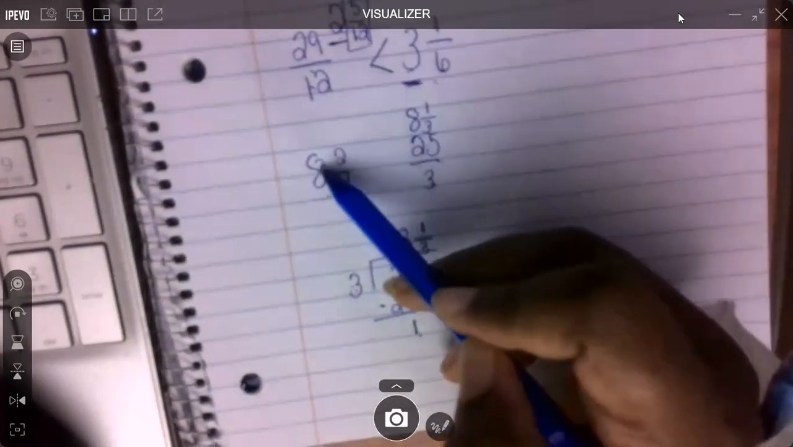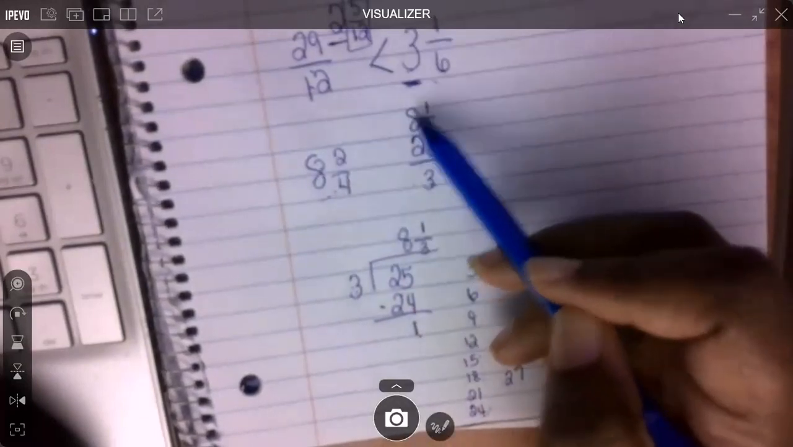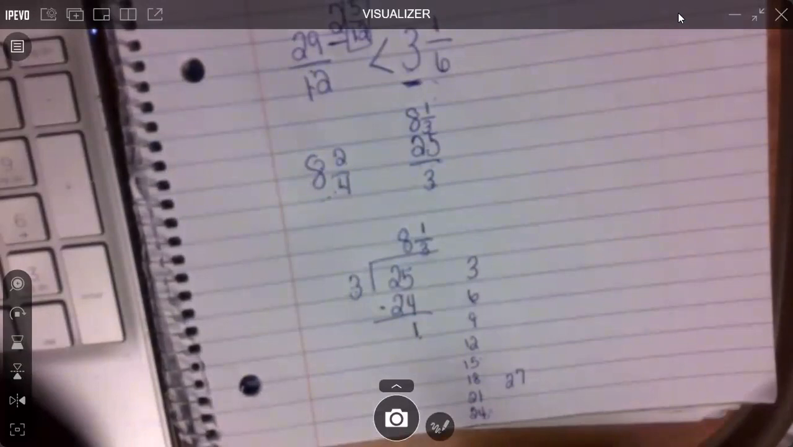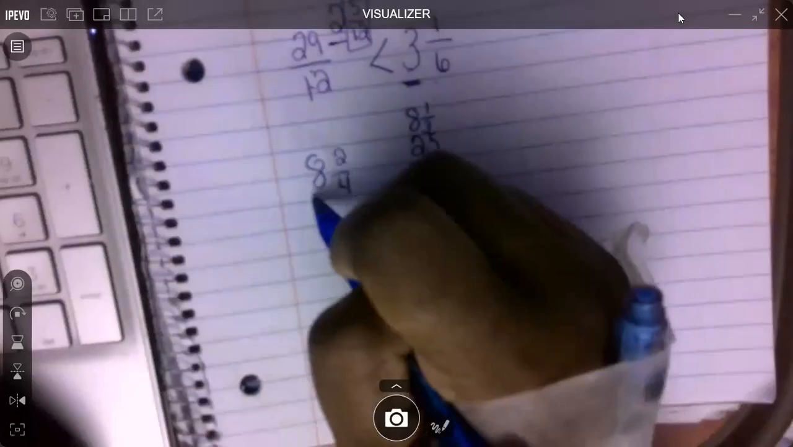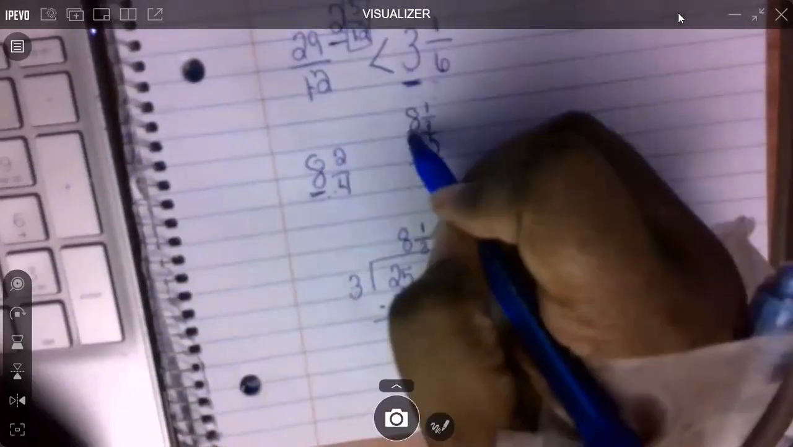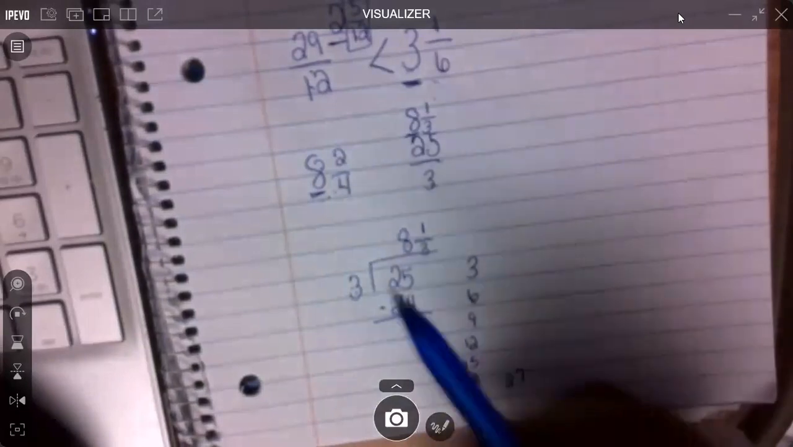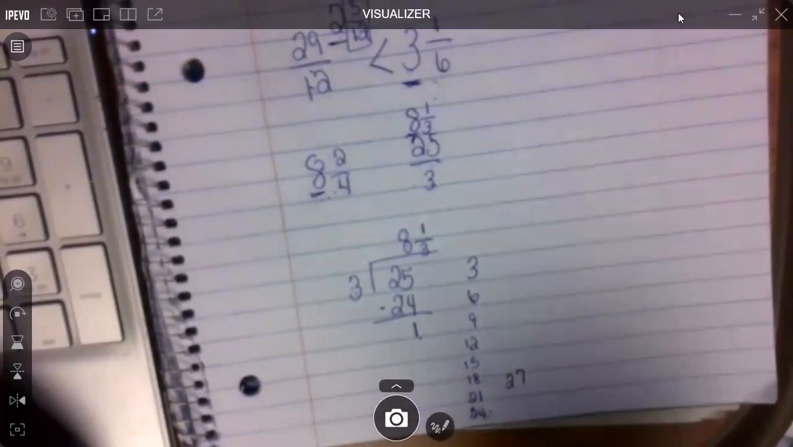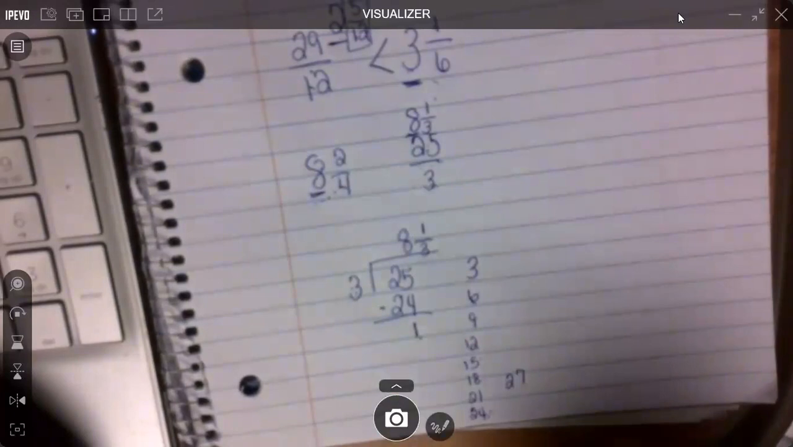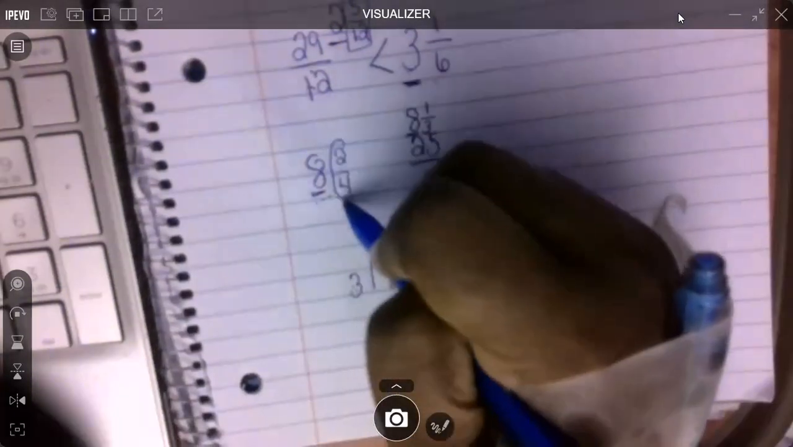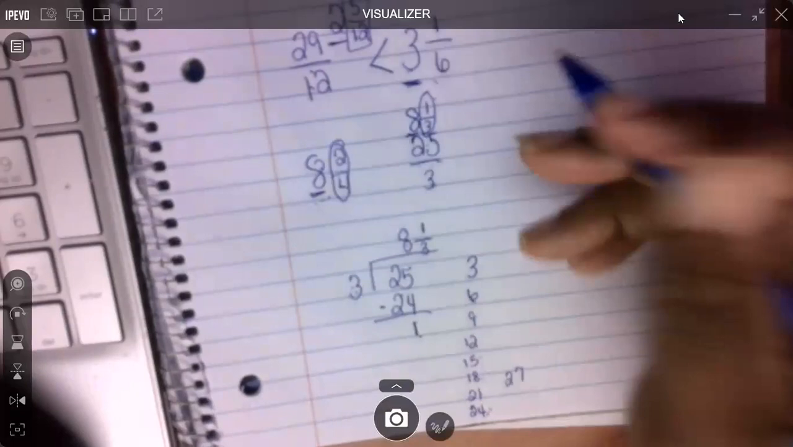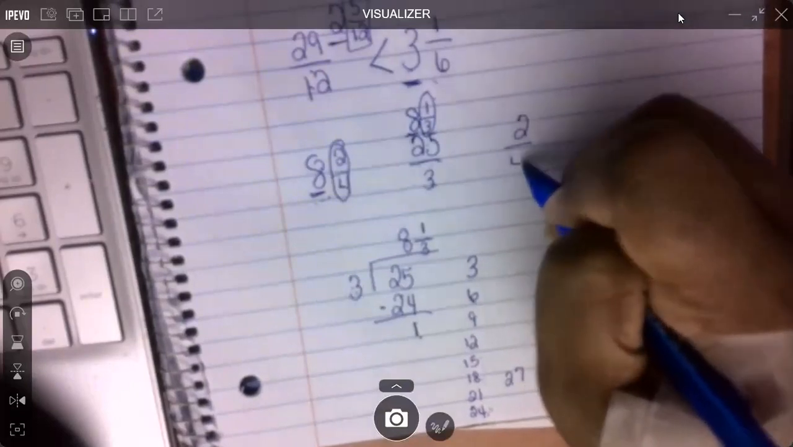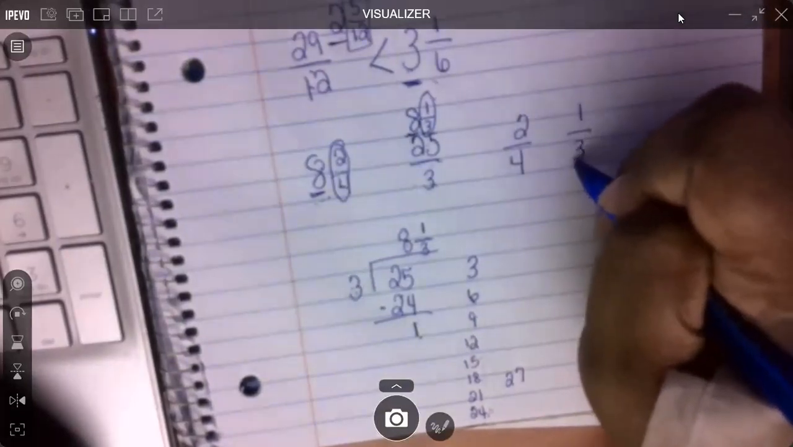So I'm comparing 8 2/4 to 8 1/3. Now, when I'm comparing mixed numbers, I always start with my whole number. We have 8 and 8. Which one is greater? Yes, they're equal. So I can't tell which mixed number is greater. So that means I need to compare my two fractions. So over to the side, I'm going to compare 2/4 and 1/3.